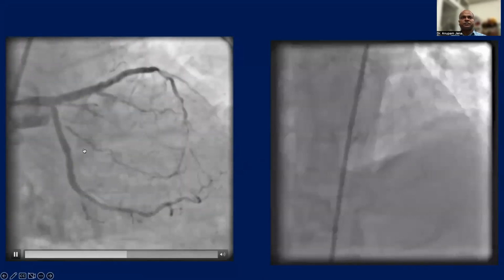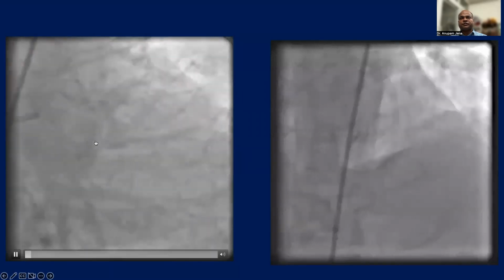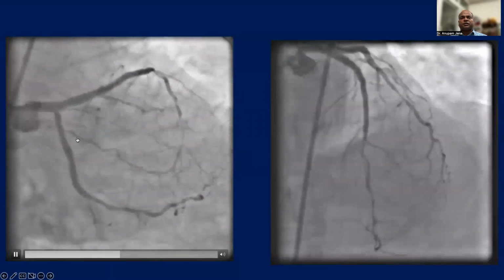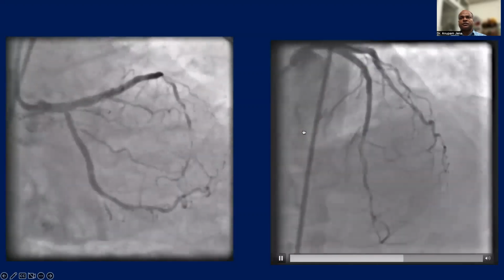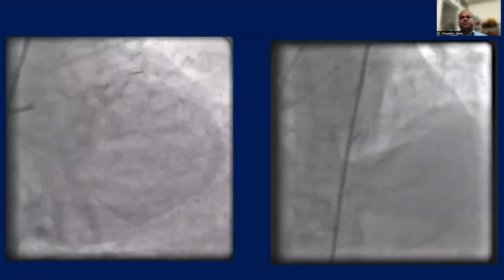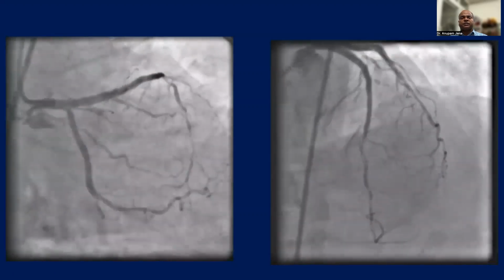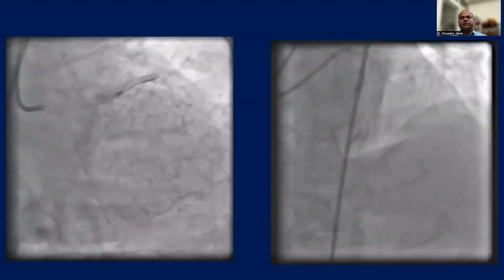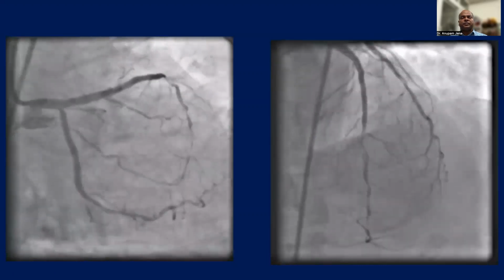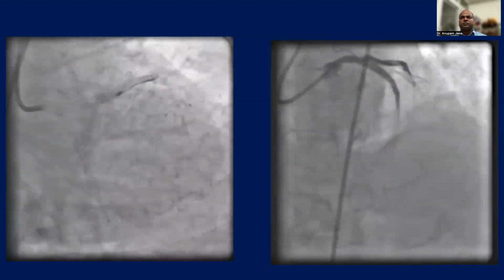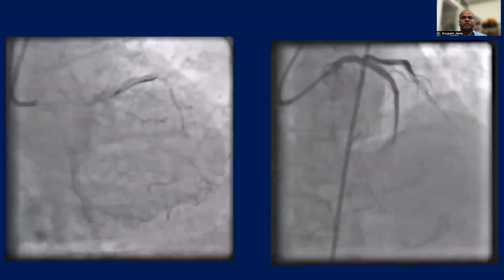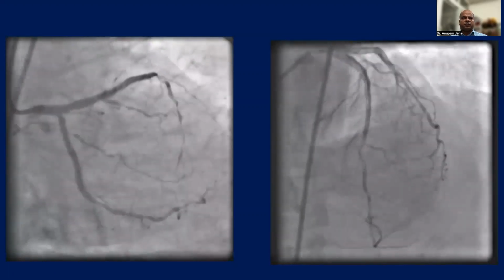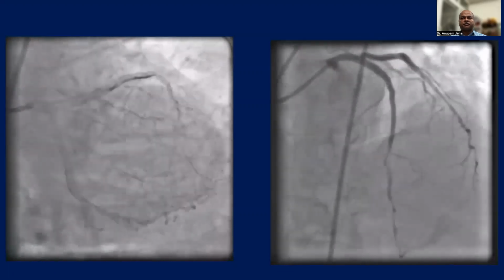And this is the final result after the stenting. This is the RAO caudal view, and this is the AP cranial view. This procedure was done 2 years back. The patient is doing well. He is free of angina. The LV function is fine. So good medical therapy and good percutaneous revascularization really help in patients, even patients who are very difficult to revascularize otherwise.